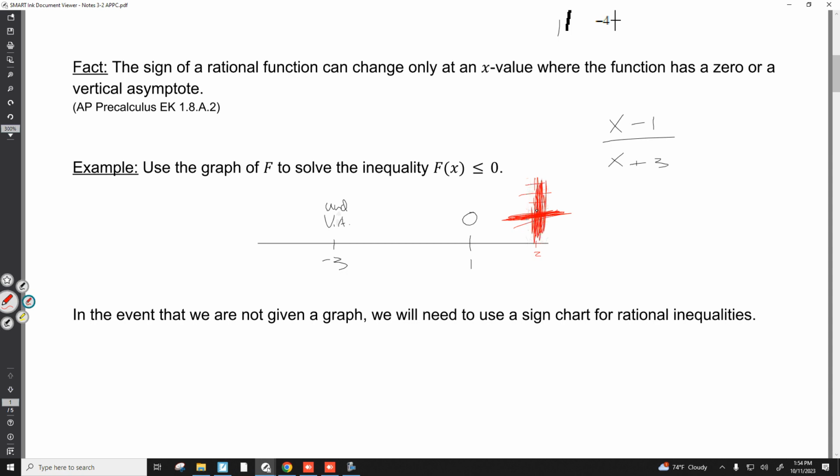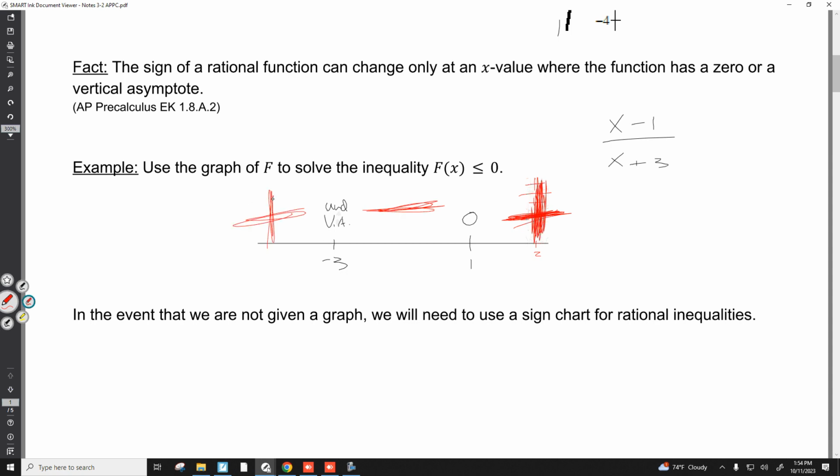You could use multiplicities from there. You see the factor x minus 1 has a multiplicity of 1, which means to the left and right of x equals 1, this factor will change signs. If you look at x plus 3, this factor has a multiplicity of 1. If you look to the left and right of negative 3, the sign of this will change. So you could say, okay, multiplicity of 1, change signs. Multiplicity of 1, change signs.